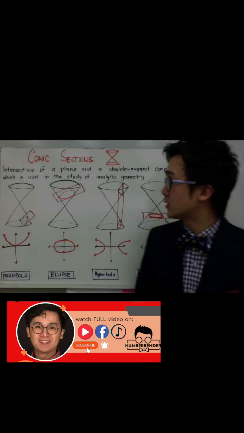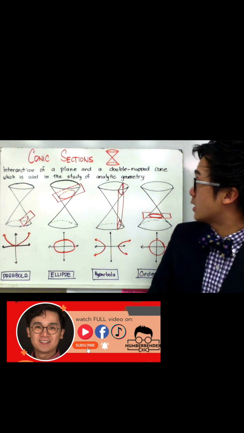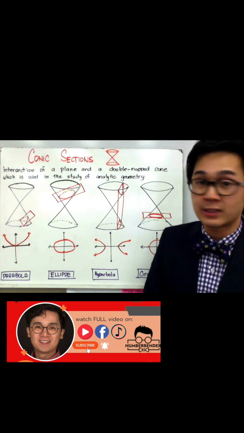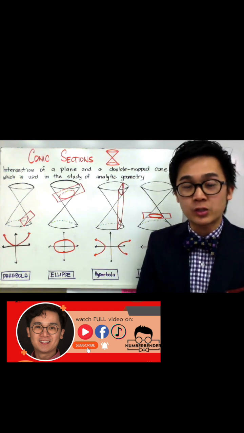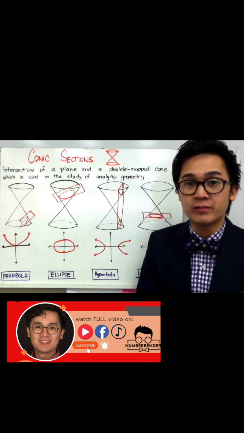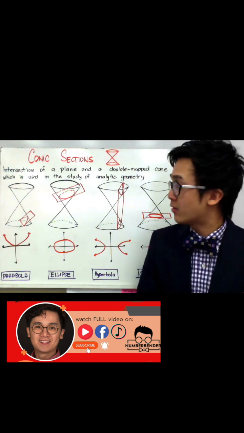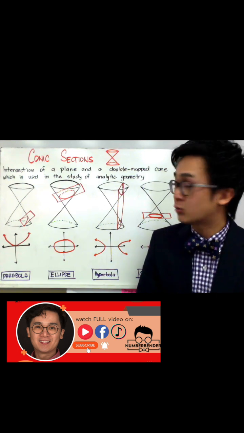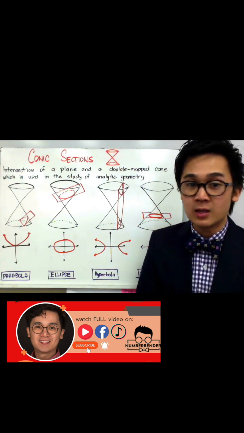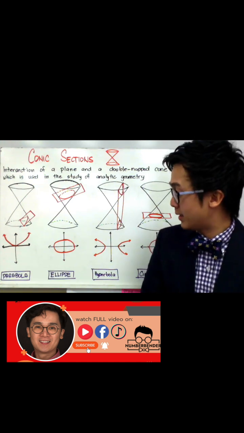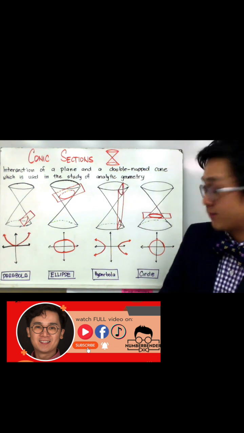Conic sections, by definition, are intersections of a plane and a double-napped cone, which is used in the study of analytic geometry. Now, in analytic geometry, it is very important that you can visualize what you are working on. There are four conic sections that we're going to be focusing on in this lesson: the parabola, the ellipse, the hyperbola, and the circle.